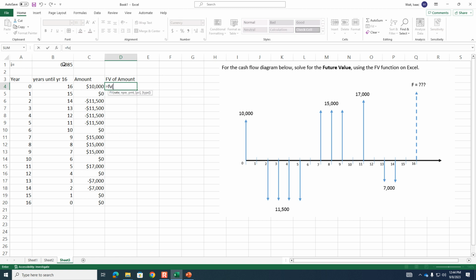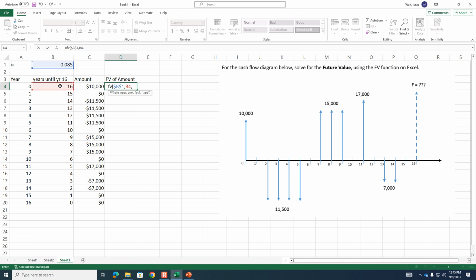Now, I'll click on the rate and press the F4 button on my keyboard to automatically add those dollar signs. So we've got the anchored cell reference to the interest rate, comma, NPER. Okay, so we've got $10,000. Does it move 0 years to get over here to 16, or does it move 16 years to get to 16? Yeah, it moves 16 years. So I'm going to click on this reference rather than on year 0, because if I click on year 0, it's going to compound that 0 years into the future. I want it to compound 16 years.